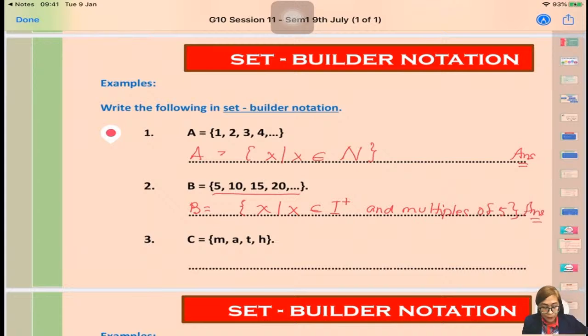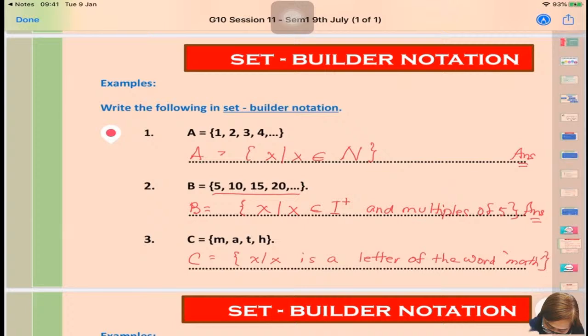How about number 3, students? C is the set of the letters M, A, T, H. So you write the answer in set builder form. What are these? Okay, so we can have set of all x such that x is a letter of the word. What word is it? It's math.